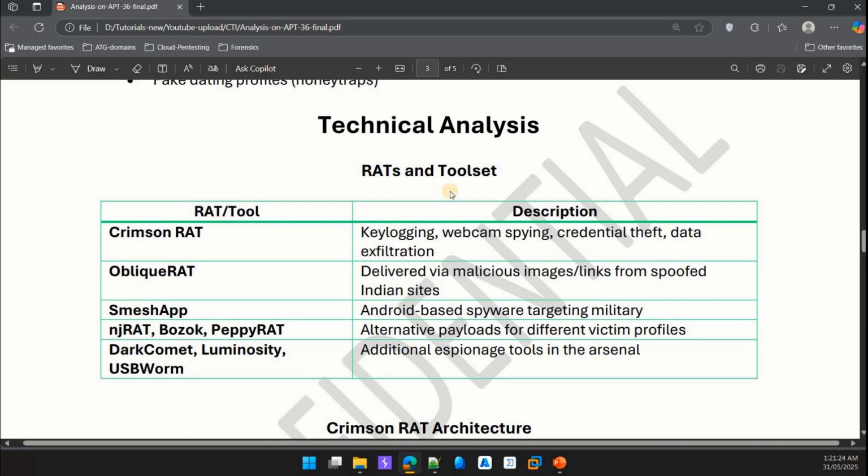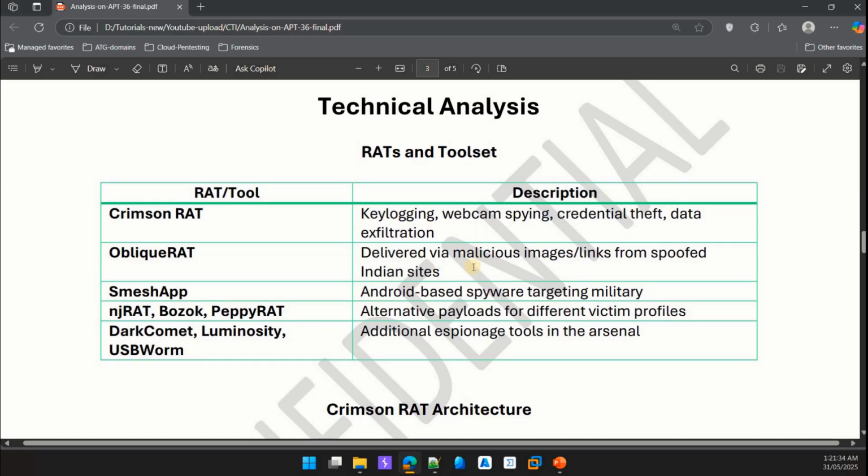Now, technical analysis, RATs and tools. Crimson RAT, which is used for keylogging, webcam spying, credential theft, data exfiltration, etc. We have Oblique RAT, which is delivered via malicious images and links from spoofed Indian sites.